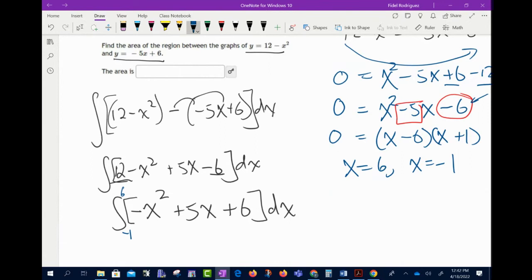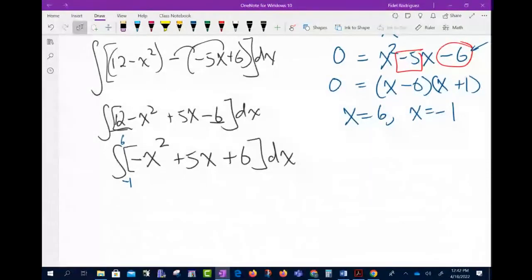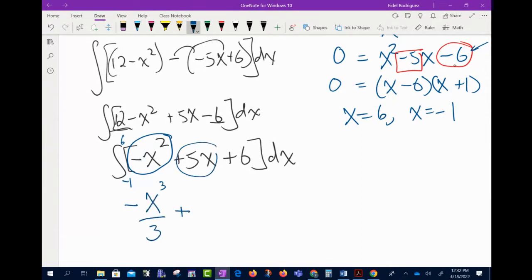All righty. So now let's see if we can find the antiderivative of this thing. Question number 1. Anybody know what is the antiderivative of a negative x squared? Give me a hint. It's going to be negative. Yeah, negative x to the third over 3. Good. What about the antiderivative of a plus 5x?